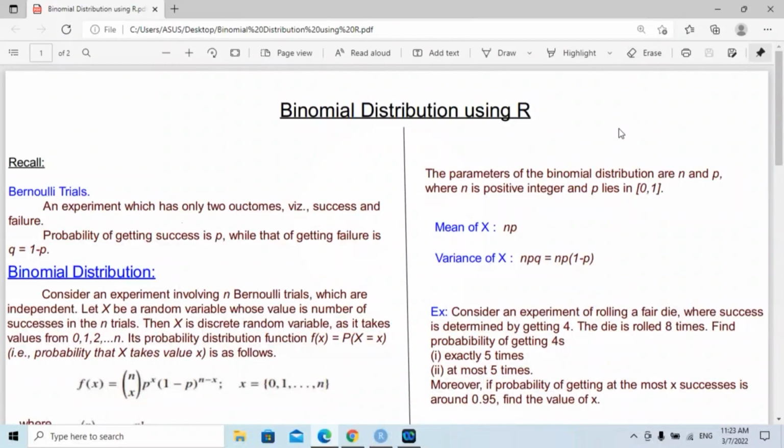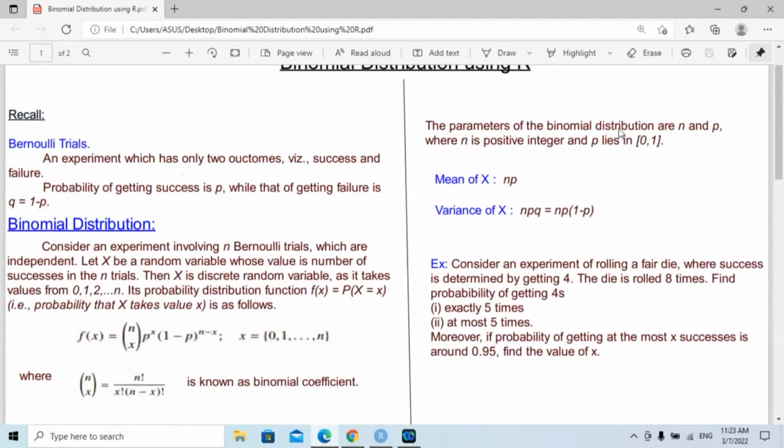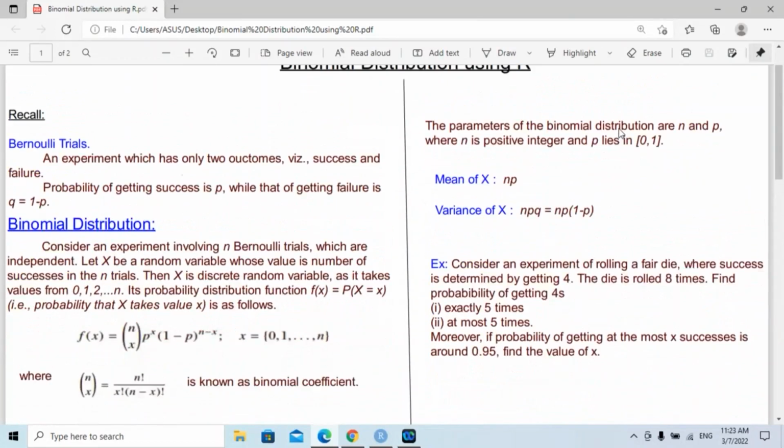First of all, we will quickly recollect what a binomial distribution is, that means the statistical part of the binomial distribution, and then we will check the functions in R which are used to get the various probabilities in the binomial distribution.